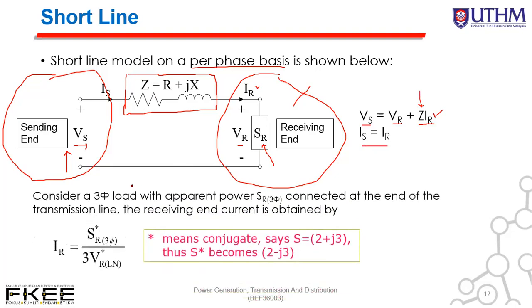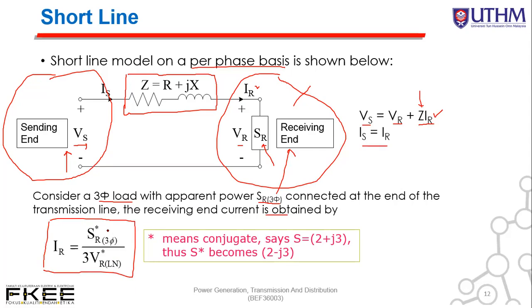So if we consider a three-phase load with apparent power of SR, the receiving apparent power three-phase, connected at the end of the transmission line, for example, then the receiving end current is obtained by this formula: IR equal to S receiving three-phase divided by 3V receiving line to neutral.